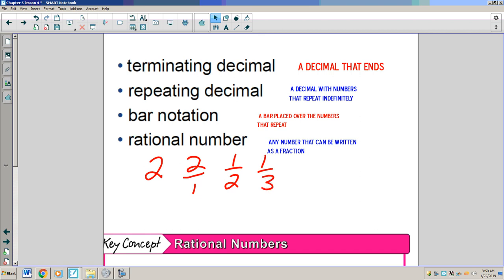An irrational number, most famous one, is pi. It just keeps going on and on and on. We keep finding new numbers at the end. So those are your 4 vocabulary words. Get those down in your notebook, and then we'll do some practice problems.